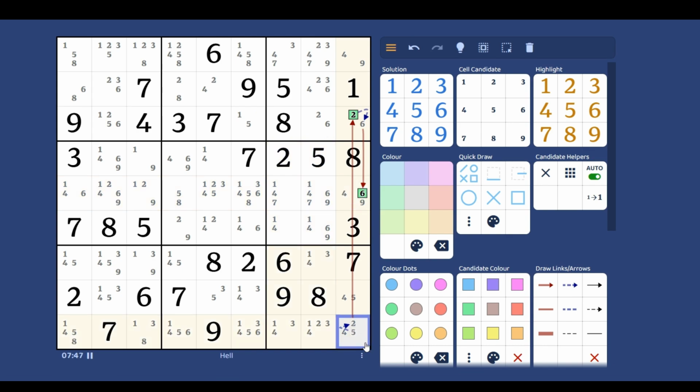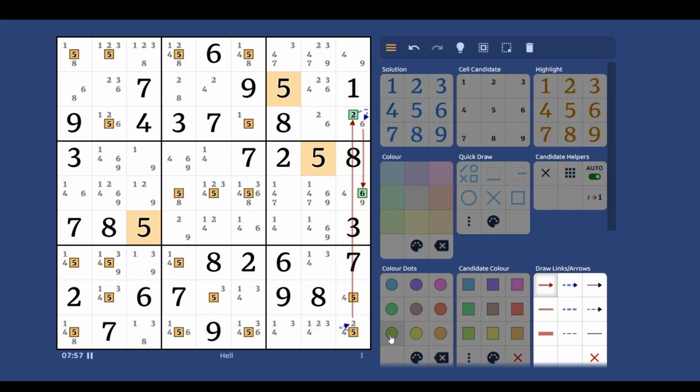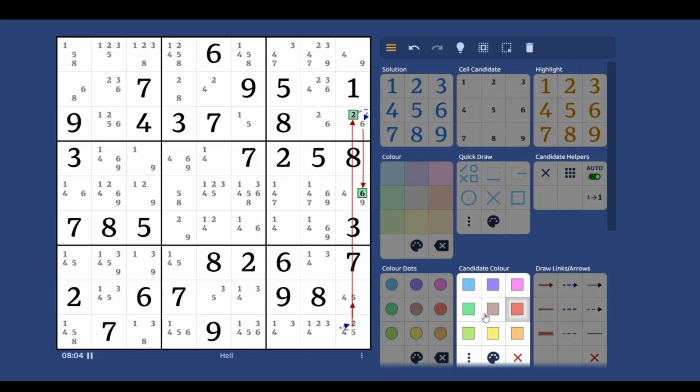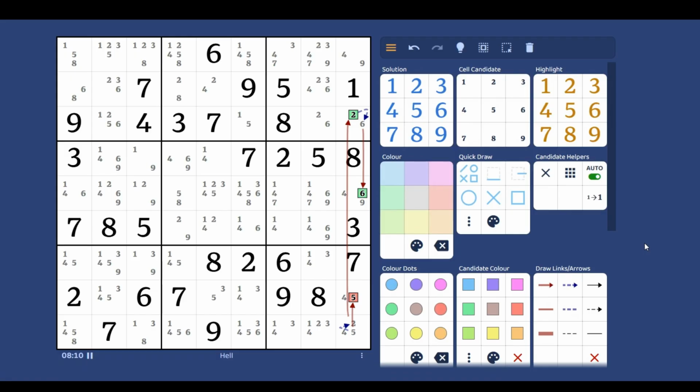Let's look at what if this 5 was false? Well, let's see if this 5 has any strong links, first of all. And we could see that this 5 has a strong link with this bilocal 5 in the same box. So if this 5 were false, this 5 would be true. And I'm going to go ahead and highlight that in red. Any candidates that are true in our false chain are going to be highlighted in red here.